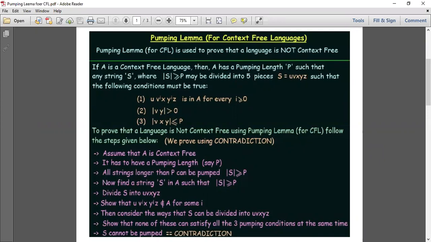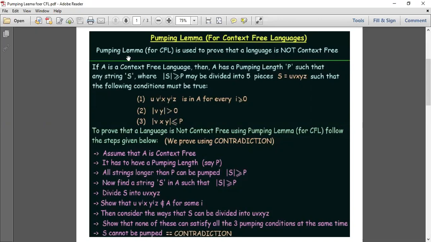And the second difference is the basic condition and the starting condition. There we focus on x y to power i and z, but in this part we focus on u v to power i, x y to power i and z. So these are the differences between regular languages and context-free languages in computing.